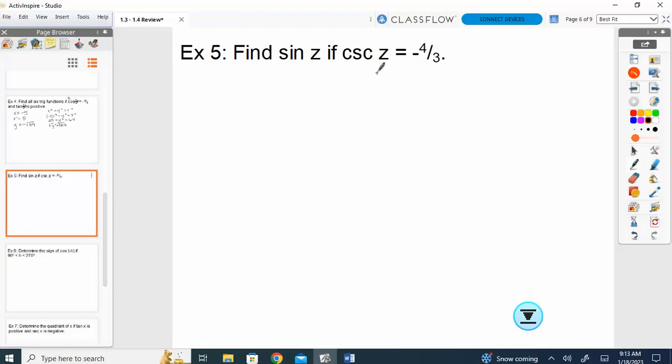If I tell you cosecant is negative 4/3, can you tell me what sine is? What is it? Yeah. So I might ask a question like that. That really requires no work, just testing if you're aware of the reciprocals. So make sure you pay attention. Sine and cosecant go together. Cosine and secant, tangent and cotangent.